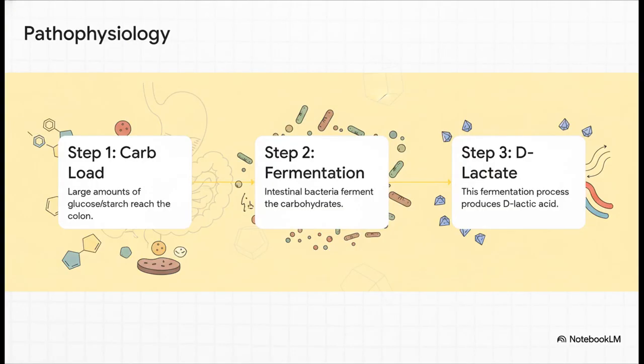The way this happens is pretty unique. In a patient who has that altered gut anatomy, a big load of undigested carbs can make it all the way down to the colon. And when it gets there, the gut bacteria just have an absolute feast. They ferment those carbs and, as a byproduct, they produce D-lactic acid, which then gets absorbed right into the bloodstream.